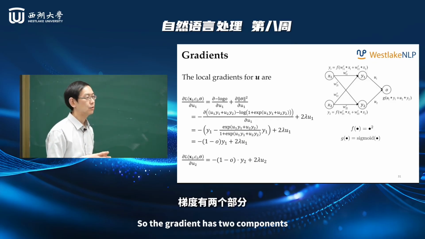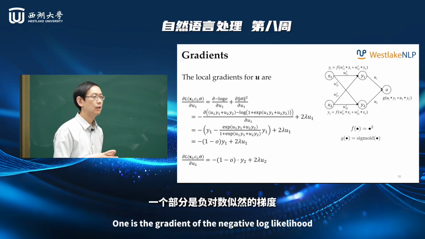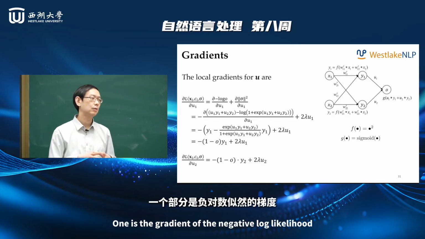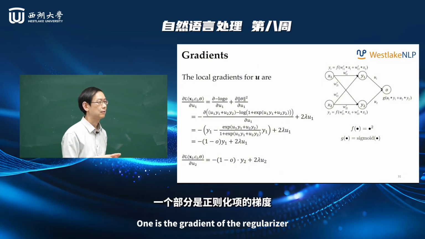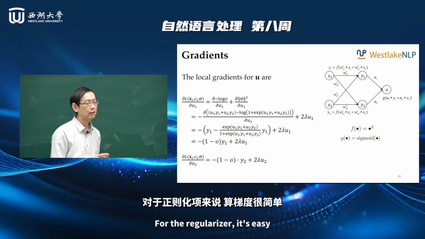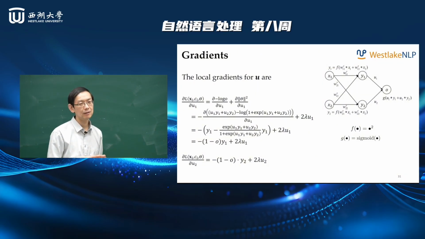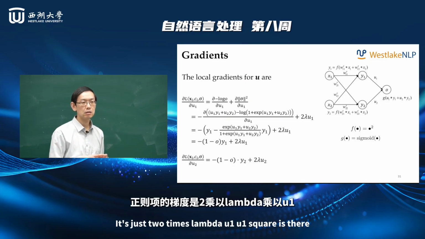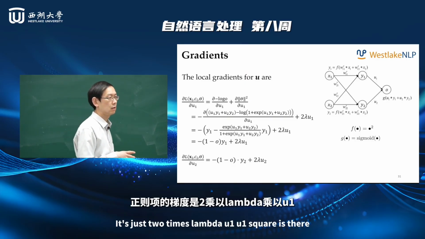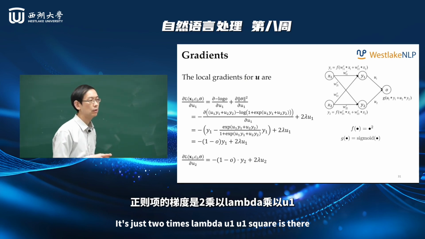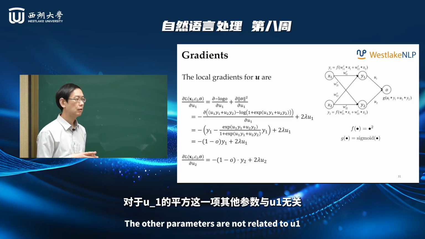So the gradient has 2 components. One is the gradient of the negative log likelihood. One is the gradient of the regularizer. For the regularizer, it's easy. It's just 2 times u1, because u1 squared is there. The other parameters are not related to u1.